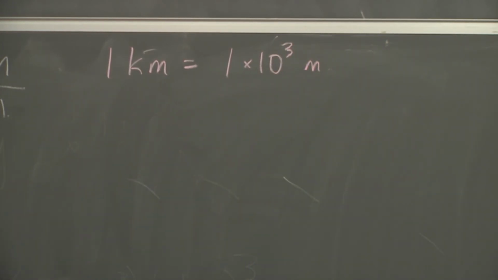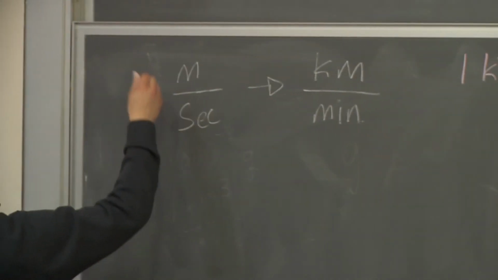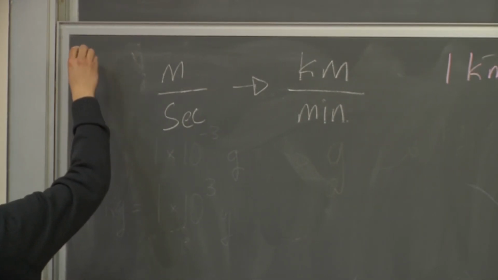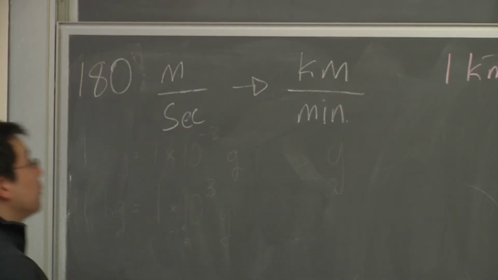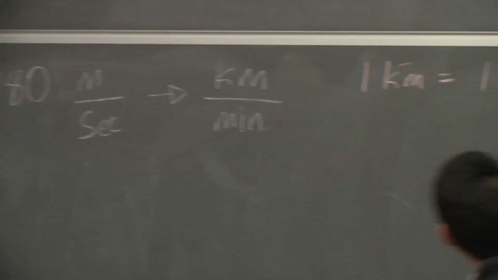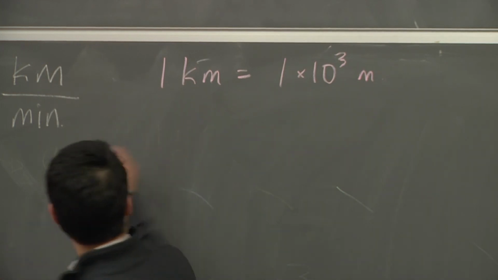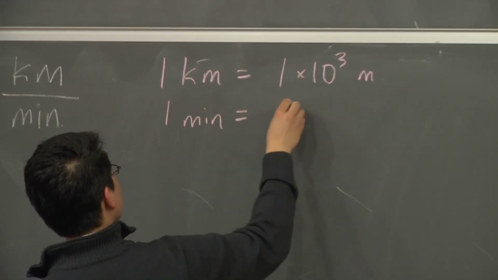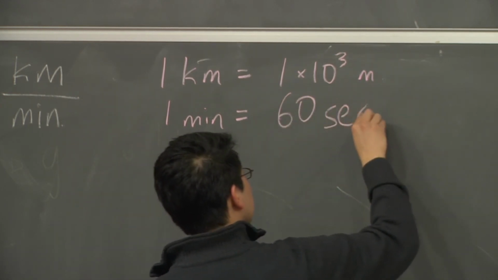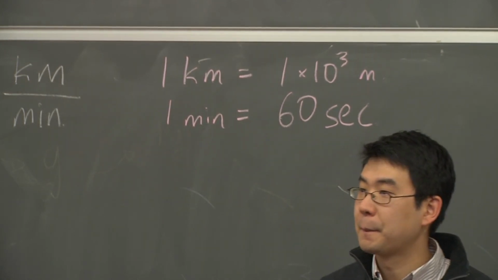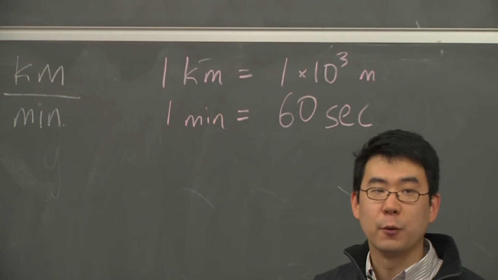I'm going to change this number just a little bit, from 57 to something that I can handle a little easier. Let's say 180 meters per second. So 1 kilometer equals 1 times 10 to the third meters. What about seconds and minutes? 1 minute equals 60 seconds. Anybody want to tell me where to start? I'll give you a hint: where you start is the easiest part.